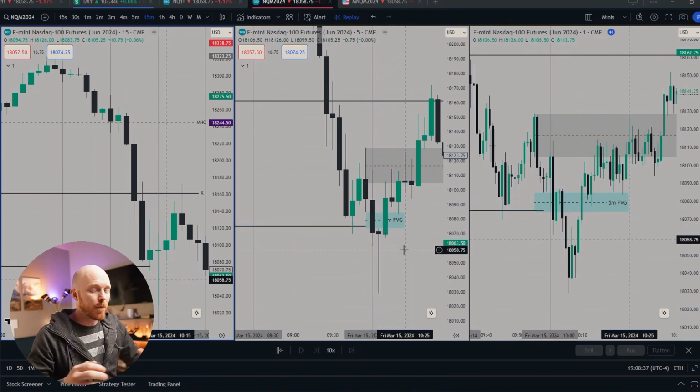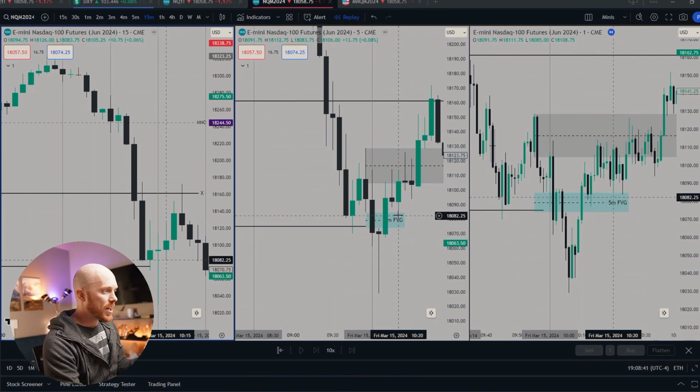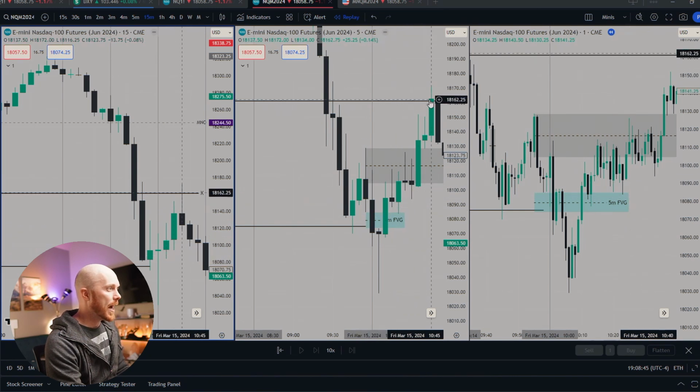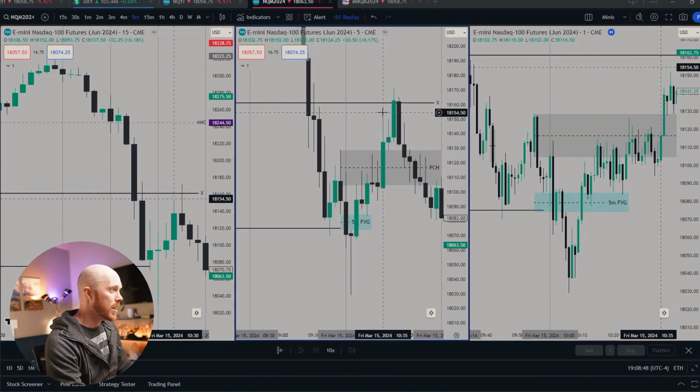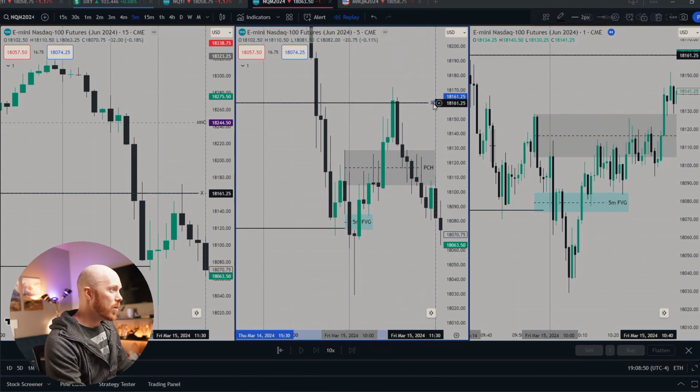This is a recipe for an explosion higher. And we did just that. As you look on the 5-minute time frame, we just went higher up to the next key level that I was watching for right here. I wanted to see this hit, and that was going to be my target.